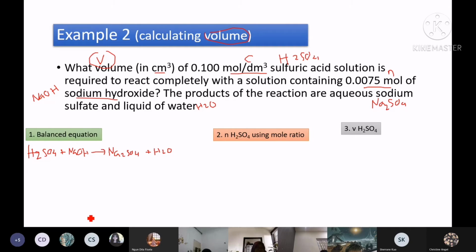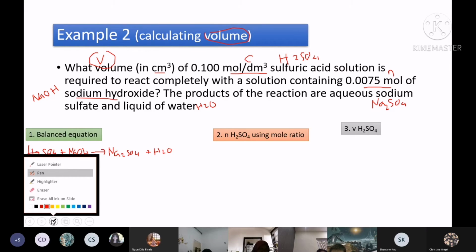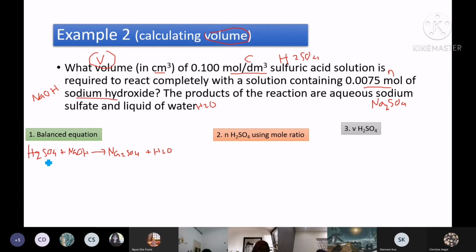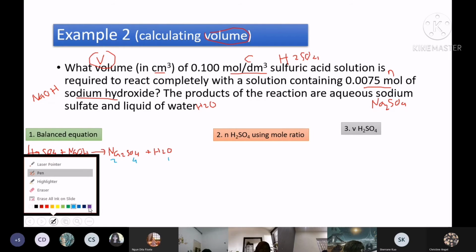Is the reaction already balanced? Let's check if it's balanced or unbalanced. The fastest way is by calculating the oxygens. How many oxygens here? 4, 1, 4, 1. But we can also calculate sodium. 1 sodium and 2 sodium. It means unbalanced. So we can put the coefficient 2 in front of sodium hydroxide.